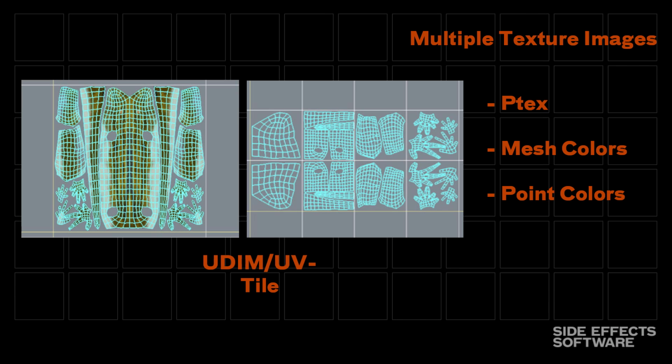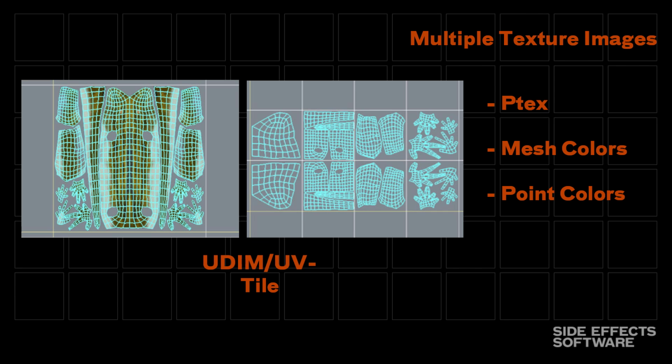But first of all, there are a few different options for outputting texture baked values. We have support for Ptex, which allows us to bake out face relative color values. We can also bake to mesh colors or point colors, so if we want per vertex coloring, let's say. And then we also have support for UDIM or UV tile maps, which have a UV atlas, essentially, which allows you to split the object into many different UV tiles.